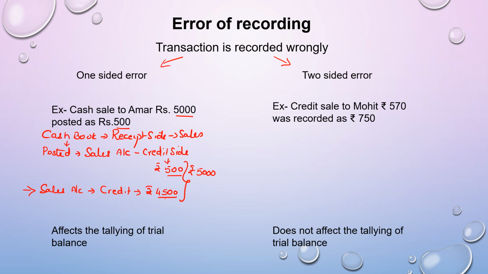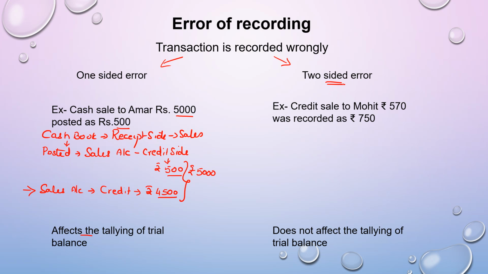And that way you can rectify this error. Now in this type of one-sided error, you know that the cash account has gone correctly as 5,000. The error was only in the sales account. So debit side it has gone 5,000, credit side it had gone as 500, and therefore this type of error will affect the tallying of the trial balance. Debit side 5,000, credit side 500, leading to a credit less, debit excess in the trial balance, and your trial balance shall not tally.